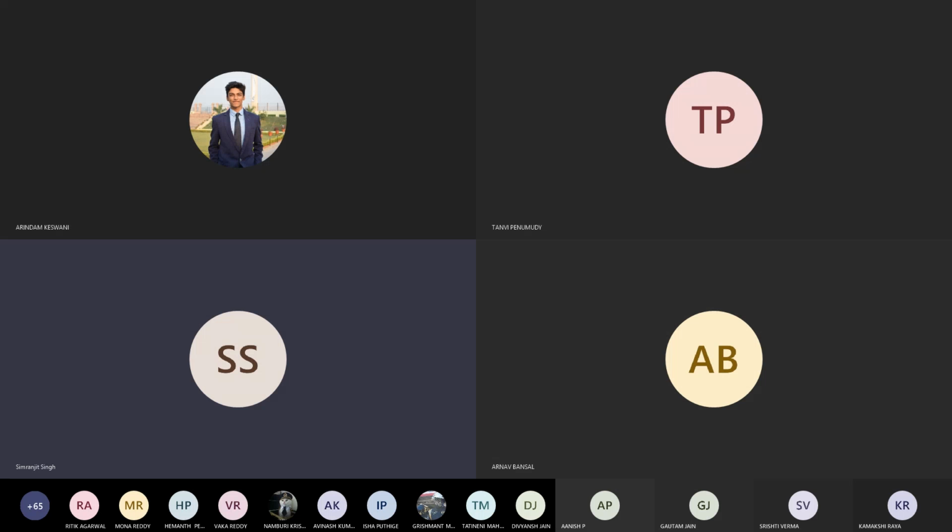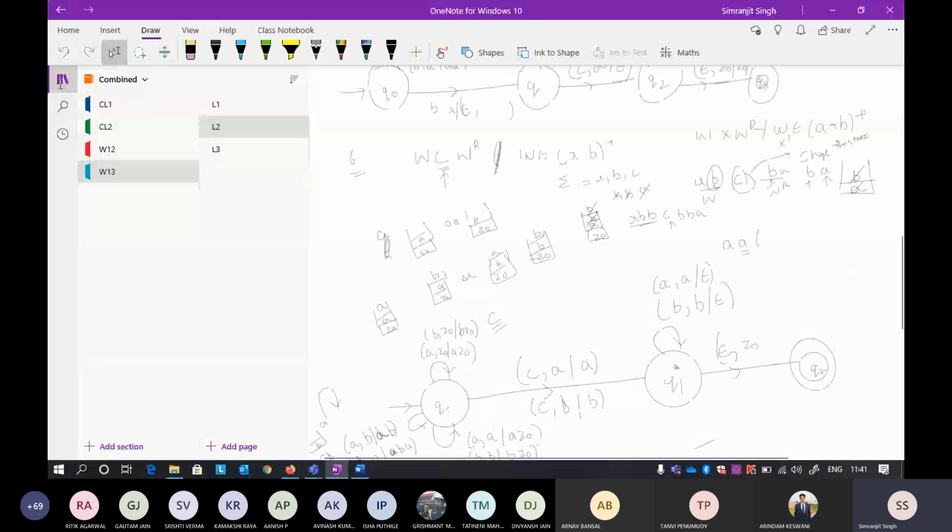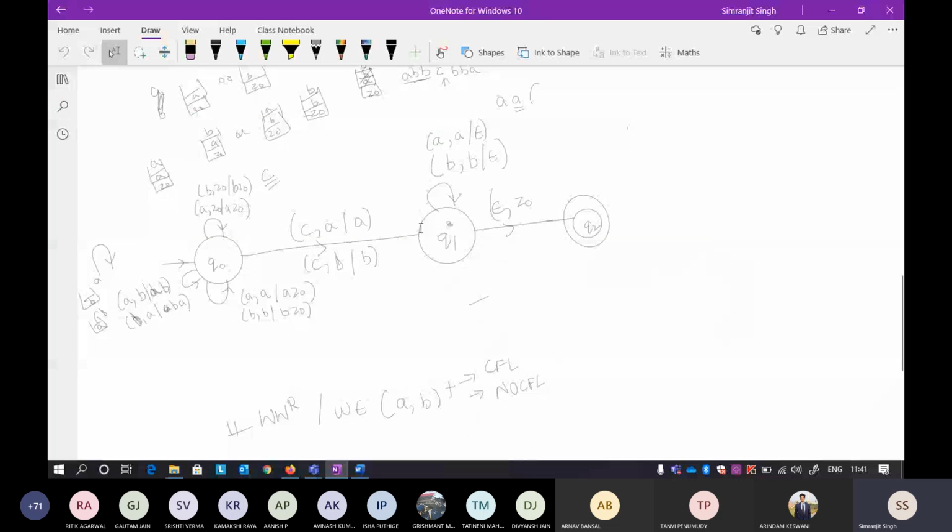The second lecture of this week that we have done with this question particularly tells about your WCWR. Okay, so if you remember this question. Now in this question the input alphabet is A, B, and C. But your W belongs to strings of A's and B's. Keep in mind your W belongs to strings of A and B, and there is a plus there.